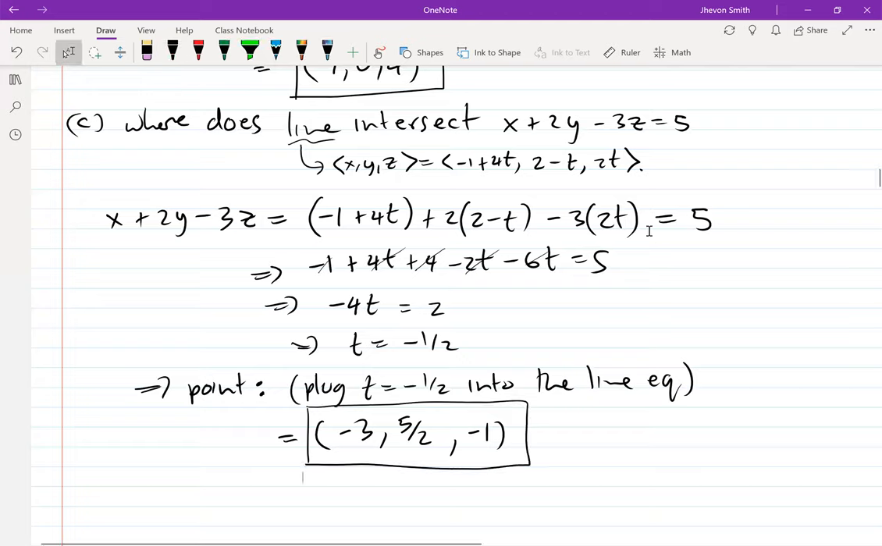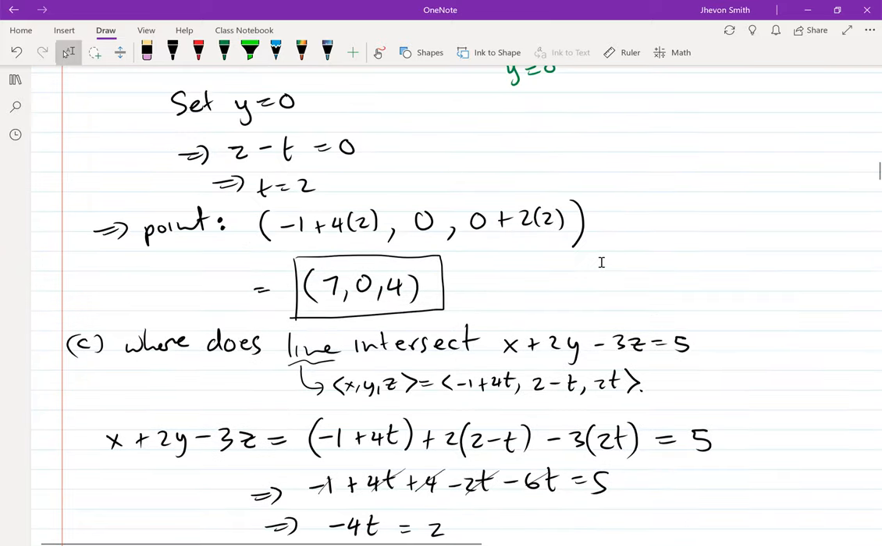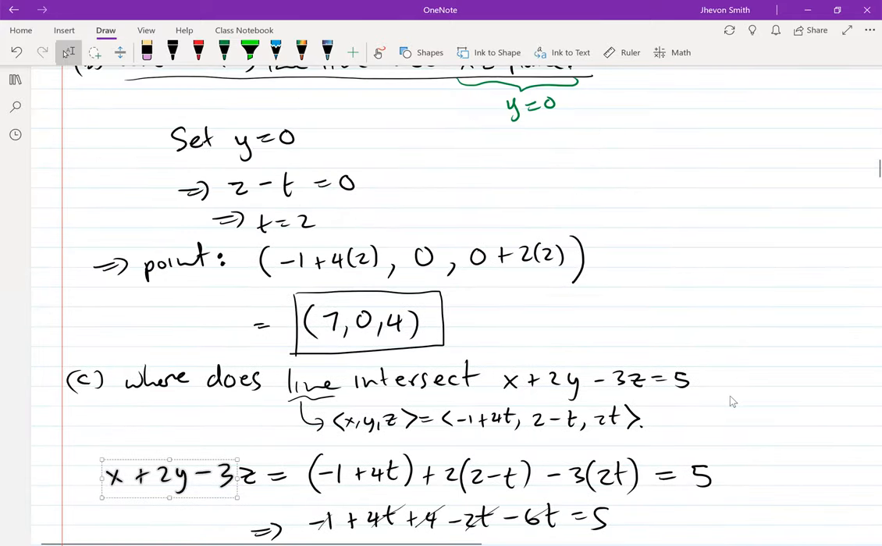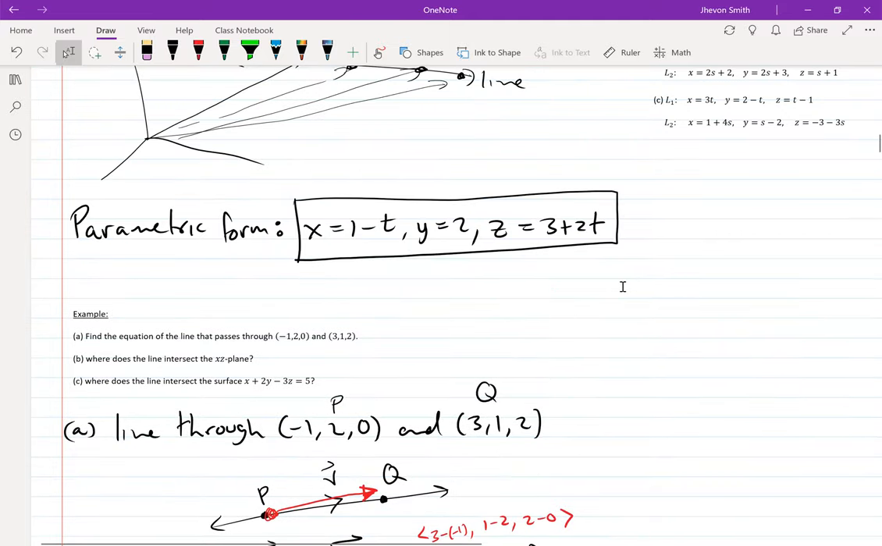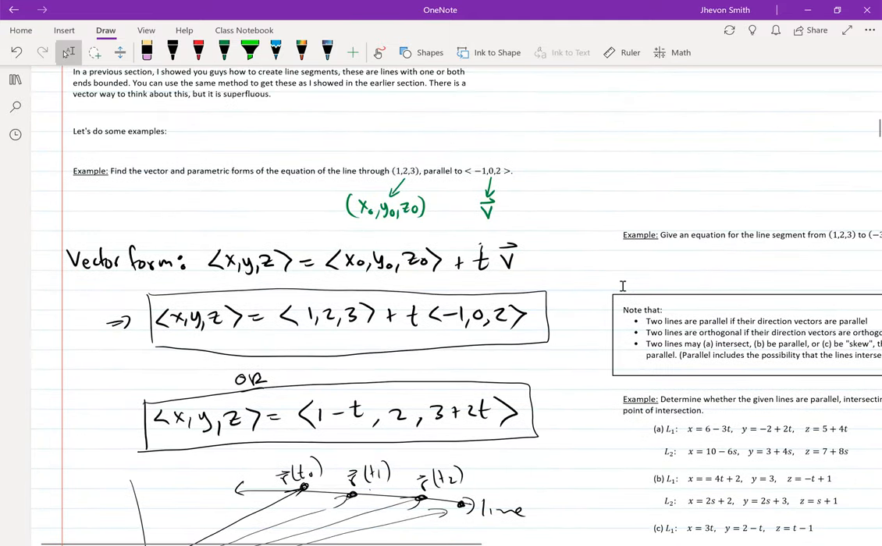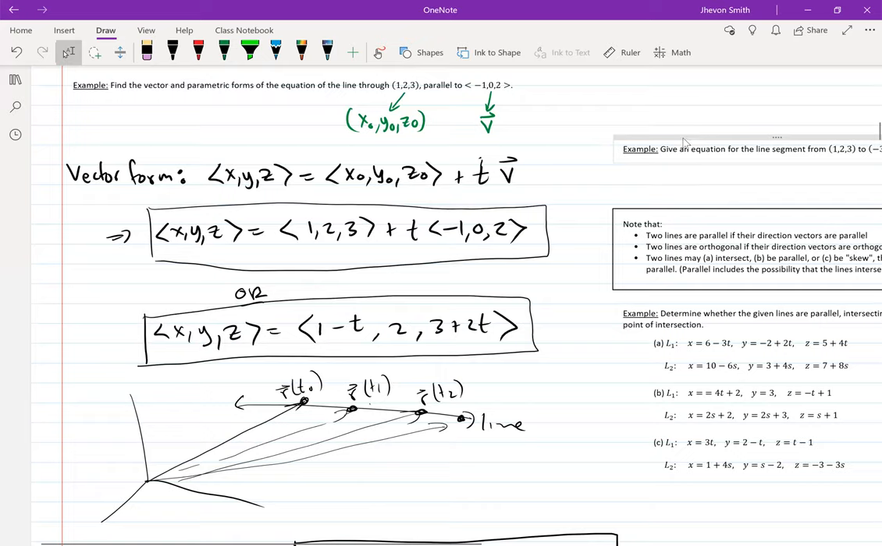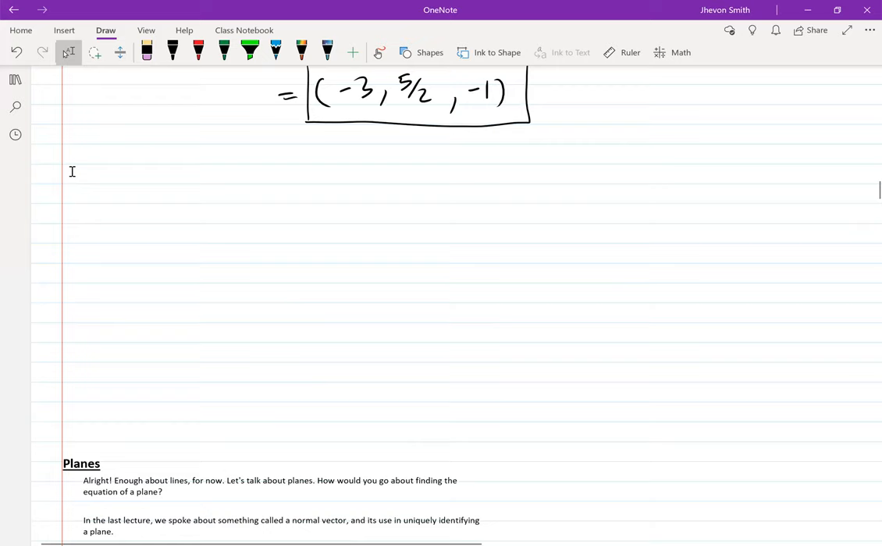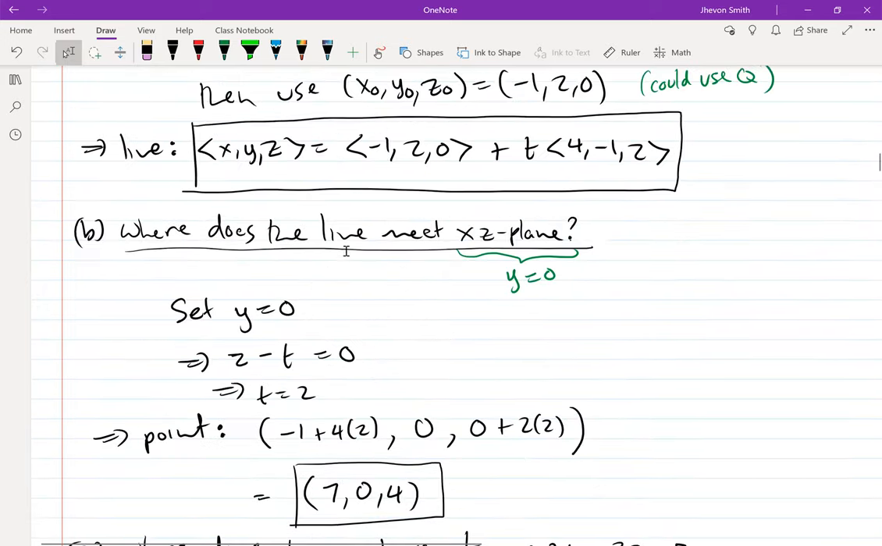So that's where it will actually intersect that surface. The question is, what is that surface, x plus 2y minus 3z equals 5? It turns out that it is a plane, which we will discover soon. Planes, there we are. We're going to talk about that pretty soon. But we'll probably wrap up after this example, though.